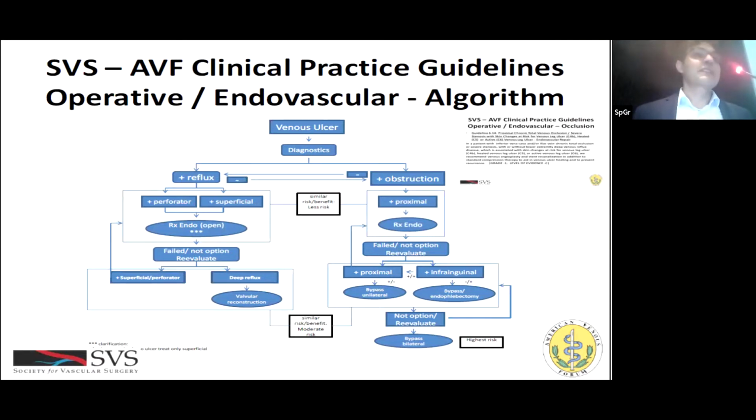And venous surgical disease is very messy. If you talk to a vascular surgeon, its patency is not great. So now we have options. And again, this is going through the algorithm based on SVS.